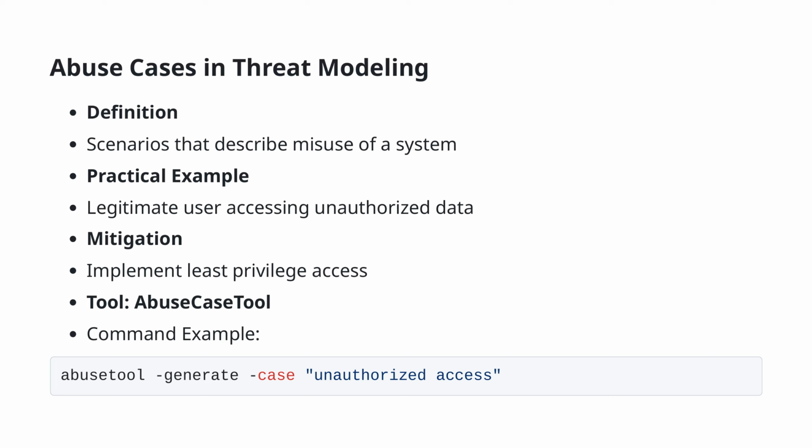To aid in generating and analyzing abuse cases, you can utilize tools such as AbuseCaseTool. An example command to generate an abuse case for unauthorized access would be: AbuseTool generate-case unauthorized access. This command helps automate the creation of abuse scenarios, making it easier to identify and mitigate potential threats.